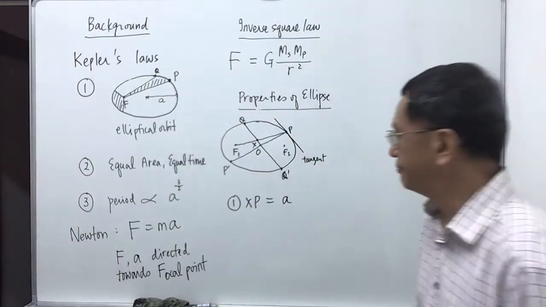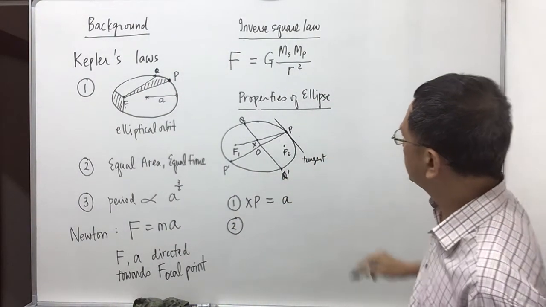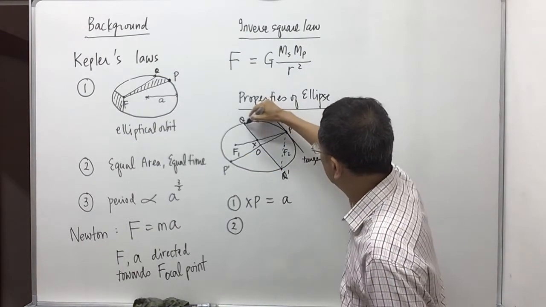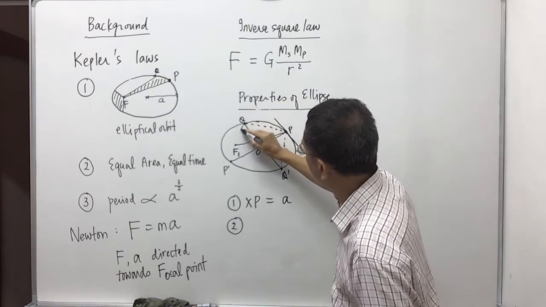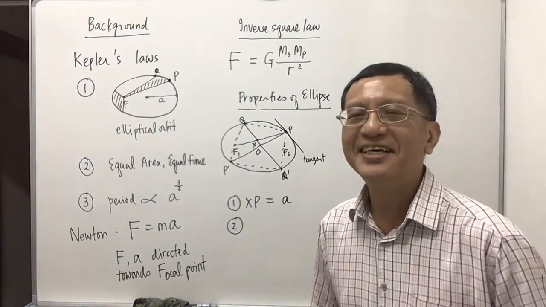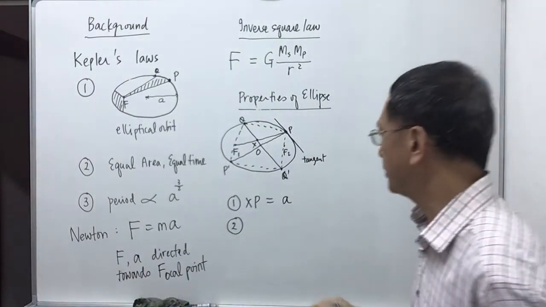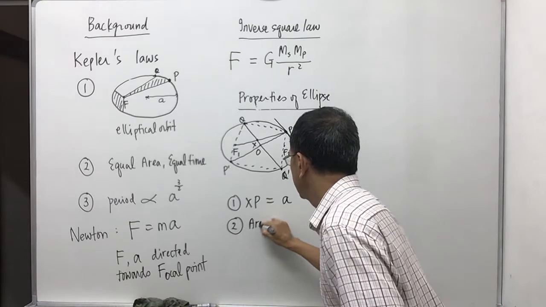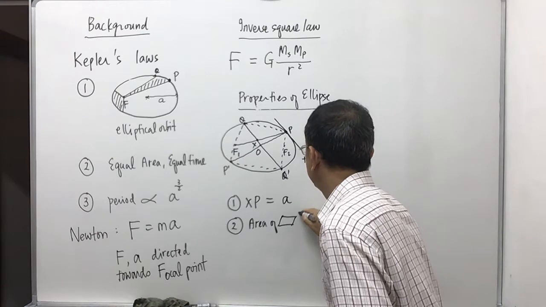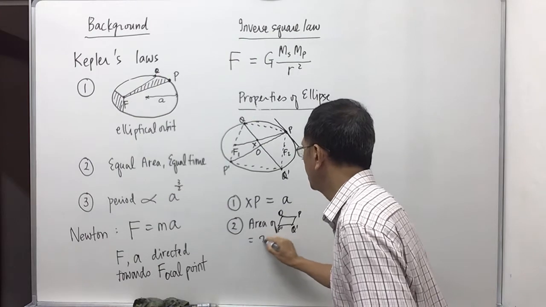The second property of the ellipse that we're going to talk about is that if we join these 4 points, P, Q, P prime, and Q prime, so imagine that I'm going to draw a parallelogram, right? It will be a parallelogram. Alright? The area of this parallelogram, okay, has a very special formula, right? Area of parallelogram, okay, P, Q, P prime, Q prime is equals to 2AB.